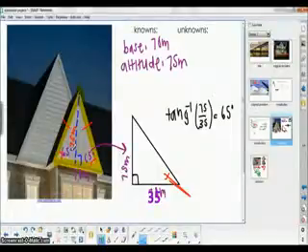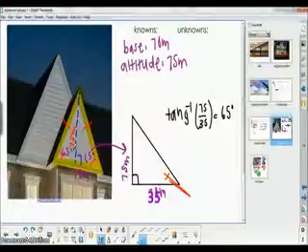Pretty simple. So now if you want to build a perfect roof that has perfect angles and will stand perfectly on top of your house, now you have it. All right.